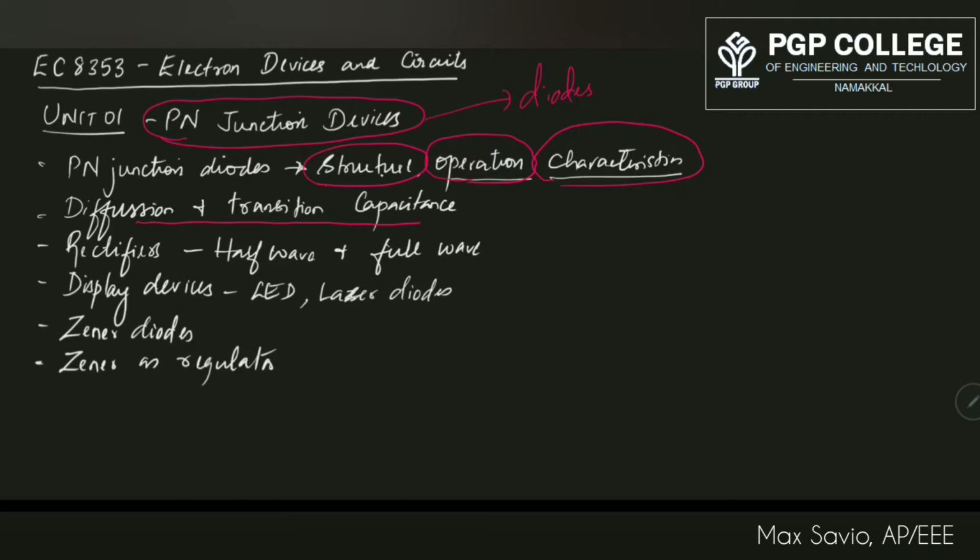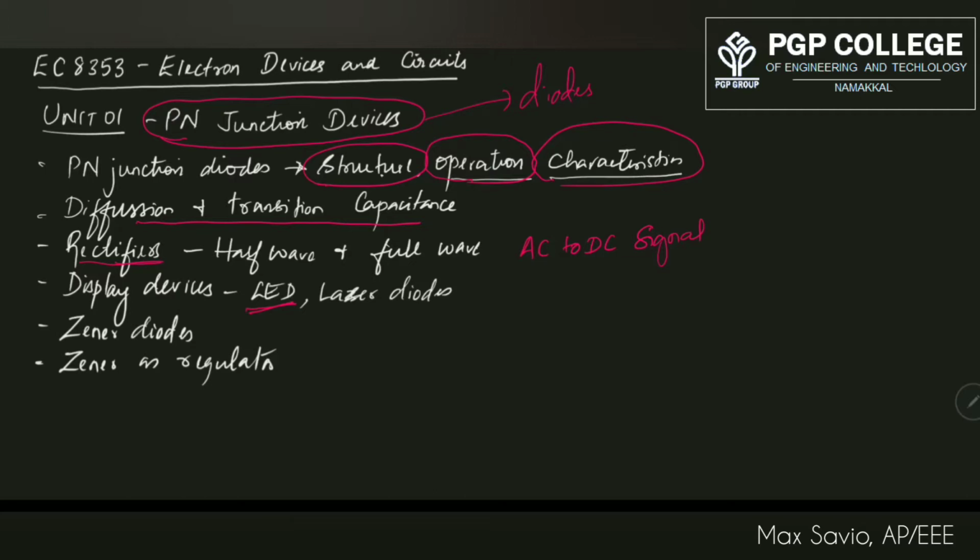And rectifiers, the next topic, is one of the applications of the diodes. Rectifiers convert your AC to a DC signal. We will see how these diodes help the AC signal convert to DC, followed by display devices like light emitting diodes, which are called LEDs, and laser diodes. The next important family of the diodes is the Zener diodes.